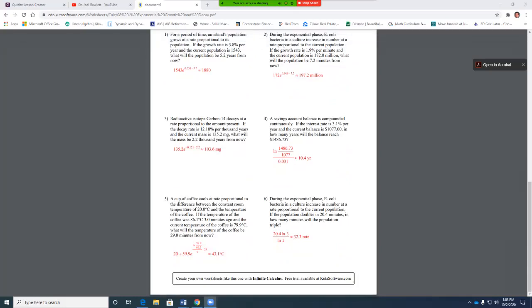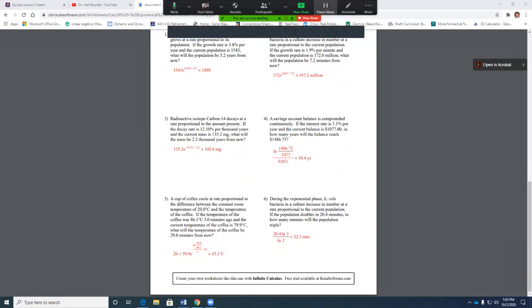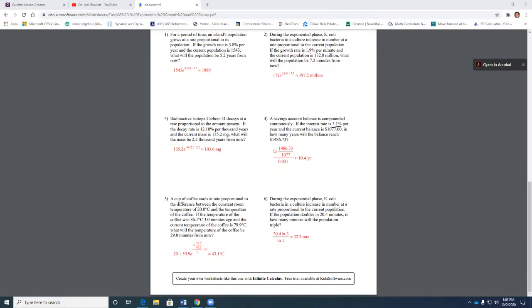Let's go down and take a look at number 4. Problem number 4 says a savings account balance is compounded continuously, and since it's compounded continuously, we know we have to use that formula with e. If the interest rate is 3.1% per year and the current balance is 1,077, in how many years will the balance reach 1,486.73? So this time, we're trying to figure out t. And here's the answer, 10.4 years, but let's see how they would set this up.